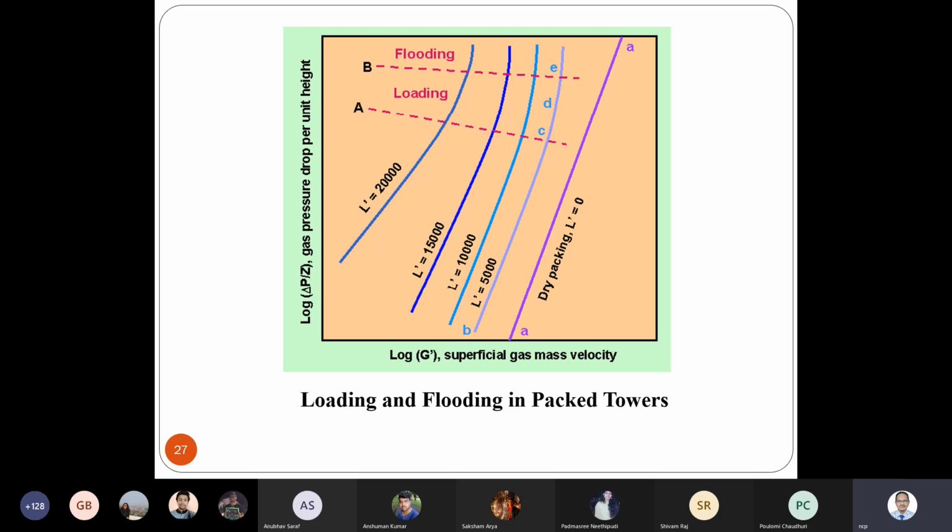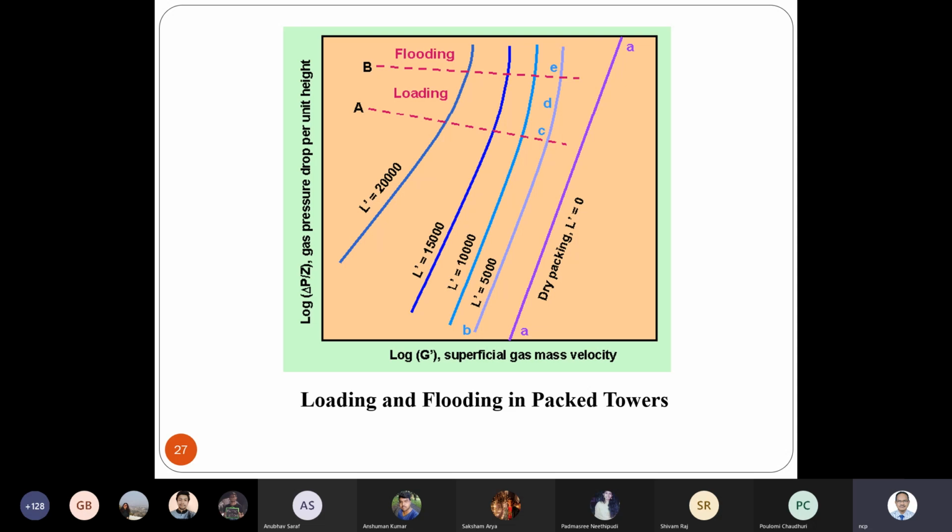Same thing that we have seen in case of tray tower also, but there it depends upon what type of liquid we are processing, whether it is foaming or non-foaming. So that also dictates how much flooding velocity we have to take, or how much actual velocity, that is some percentage of the flooding velocity, we have to consider during designing the tower.